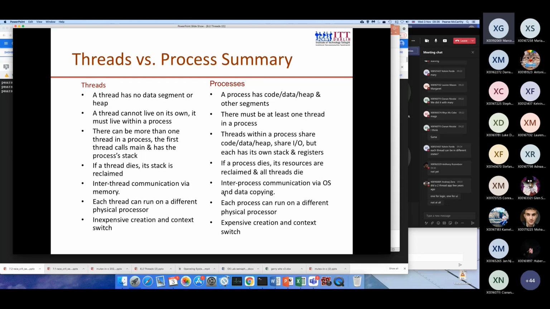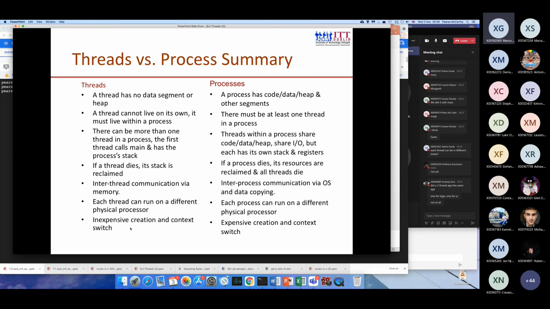Inter-thread communication via memory is very quick. Inter-process communication goes via the OS and data copying. I'd say that takes longer. All right. So if you have a design and the threads of execution need to talk to each other, and it's simple communications, then you might be better off threading it rather than using multiple processes. Okay.